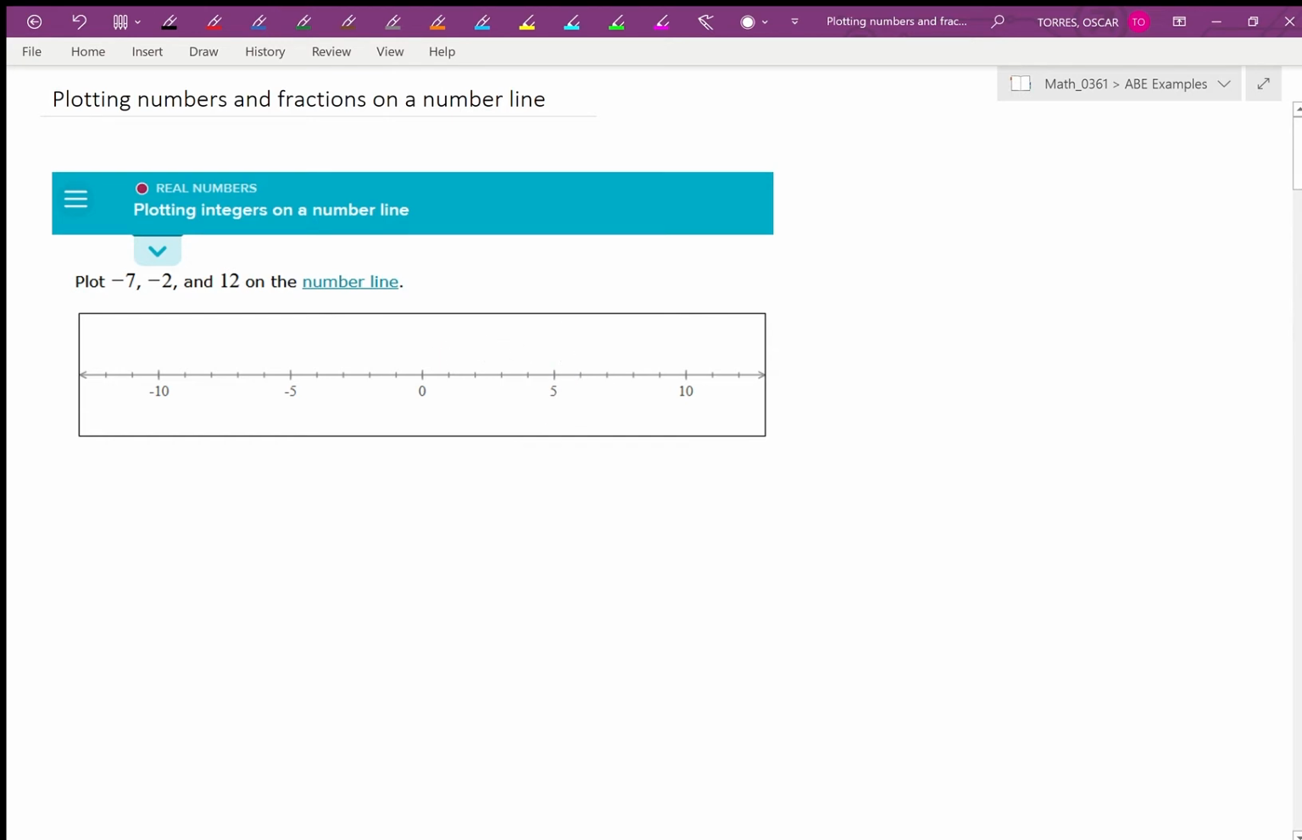Because it matches up with what's already written, we know that each one of these tick marks represents a value of 1. So if we're plotting -7, we would start at 0 and count 7 times to the left because it's negative. So we would count 1, 2, 3, 4, 5, 6, and 7. So -7 would be right here. For -2, we would again start at 0 and move 2 points to the left. So 0, 1, 2, and we would end up right here. And for 12, we would start at 0 and move 12 times to the right. So 0, 1, 2, 3, 4, 5, 6, 7, 8, 9, 10, 11, and 12.